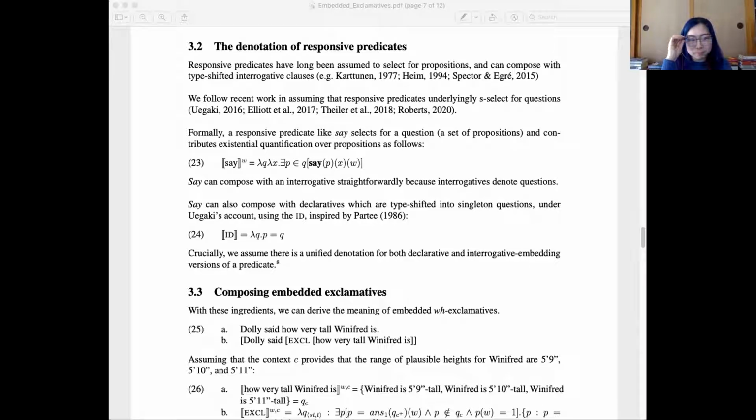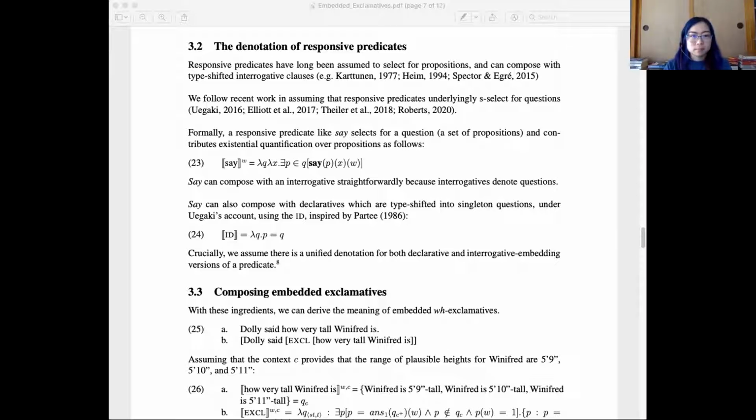So with this denotation of exclamatives in hand, we now want to understand why responsive predicates are the ones which can embed them. Responsive predicates have long been assumed to select for propositions, and when they take an interrogative complement, that's somehow type shifted to be the answer to that question. We're going to follow recent work which assumes that responsive predicates underlyingly select for questions instead.